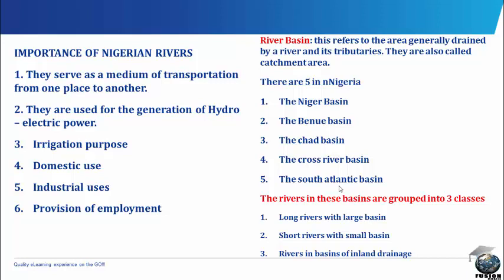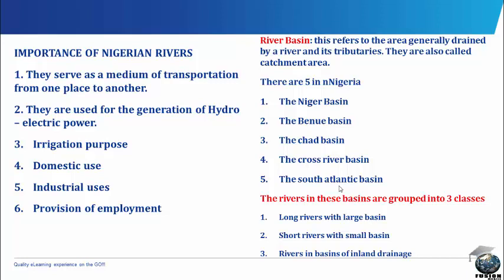5. Industrial uses. Water from rivers is also required by many industries such as textile, chemical, and brewery industries. 6. Provision of employment. Rivers do provide employment to many people. Example, fishermen, canoe, and shipbuilders. River basin. This refers to the area generally drained by a river and its tributaries. They are also called catchment area.